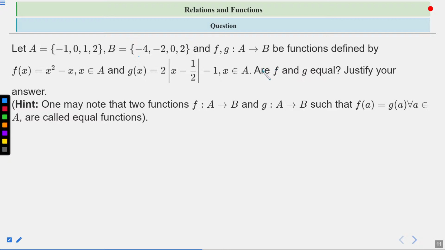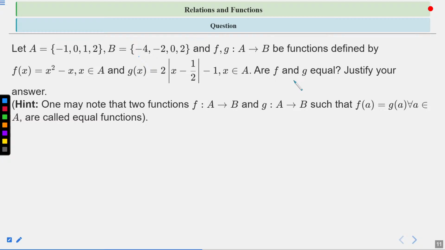The functions are defined by f(x) is x square minus x, where x belongs to A, and g(x) is 2 times mod of x minus 1 by 2, minus 1, where x belongs to A. Are f and g equal? We basically have to show whether f and g are equal, and we also have to justify our answer.